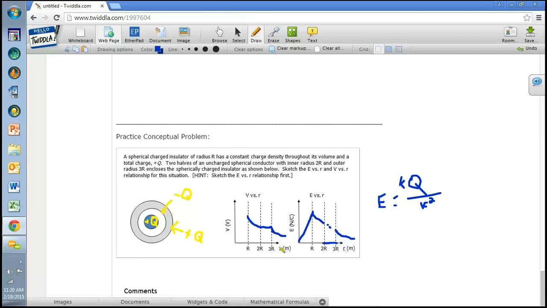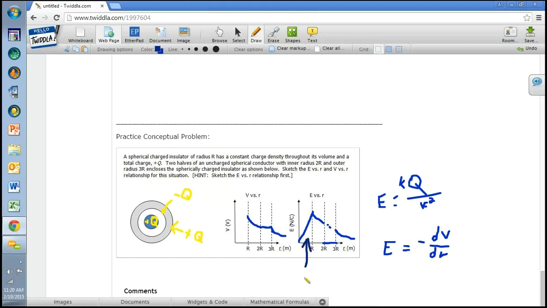This is the one where we're looking to see if you really understand the fact that E is equal to negative the slope of dV/dr. Now think about what the relationship is right here. I need to change color here. Think about what that is.